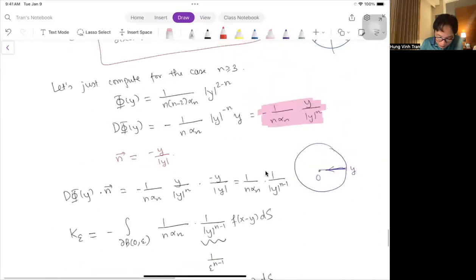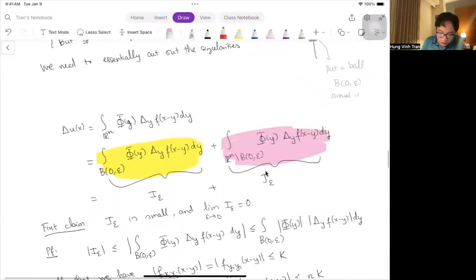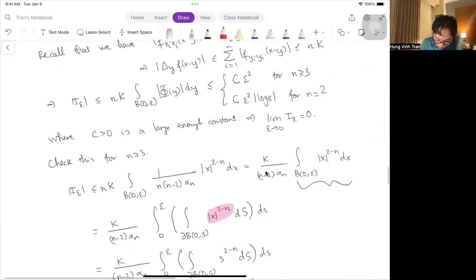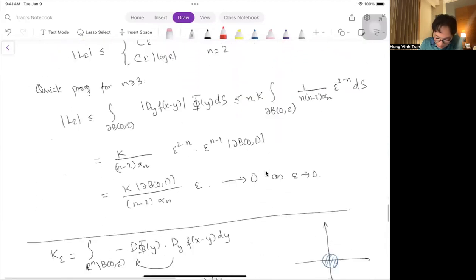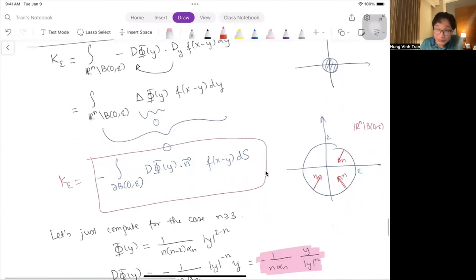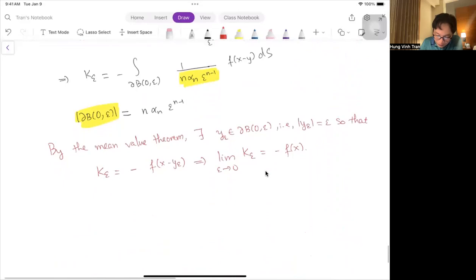okay? So let me recall here with so many things put together. Laplacian of u is I epsilon plus J epsilon. I epsilon is negligible, so this is going to 0. Okay. J epsilon is broken into K epsilon plus L epsilon. L epsilon is negligible, it's going to 0. Okay, so only K epsilon is left. K epsilon is computed to be exactly this quantity in this red box. And then we just showed that K epsilon equals this one with limit minus f of x.